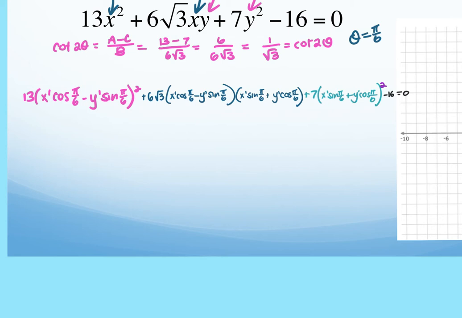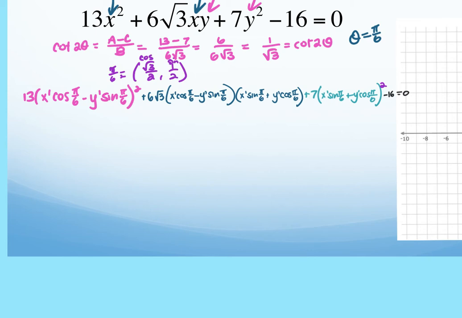Okay, so at pi over 6, because you know your unit circle so well, you would tell me that the coordinate point is what? Square root of 3 over 2 and 1 half. So all the cosines are going to get replaced with square root of 3 over 2, and all the sines are going to get replaced with 1 half.